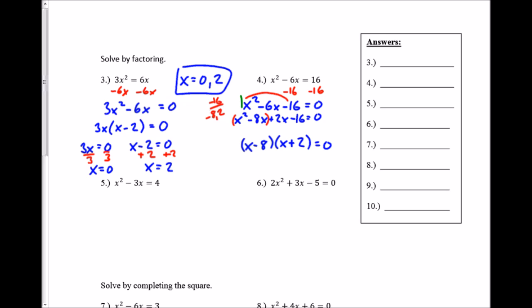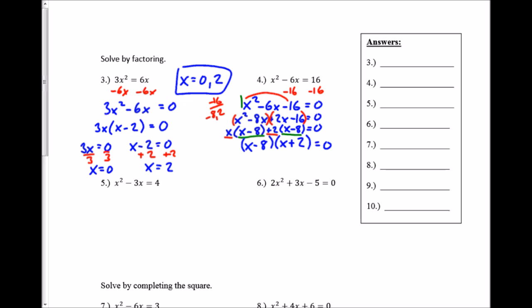I would group the first two together and group the second two together. And that would leave me with an x. I take an x out of the first, which leaves me with an x minus 8. I would take a positive 2 out of the second two, which would leave me with an x minus 8 as well. And now I can see my two factors are the x minus 8 and the x plus 2.